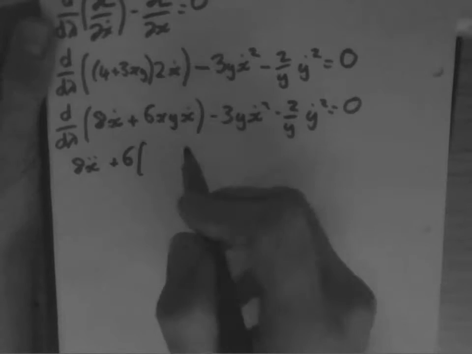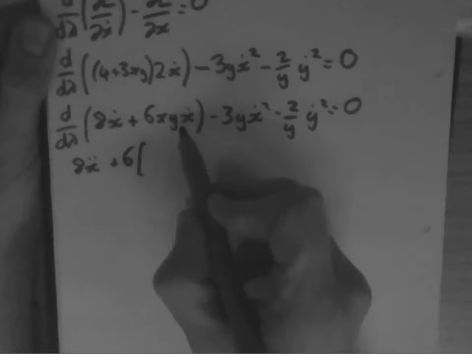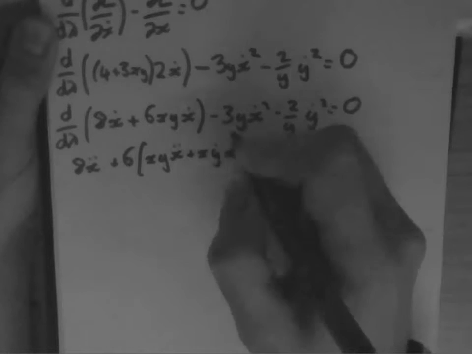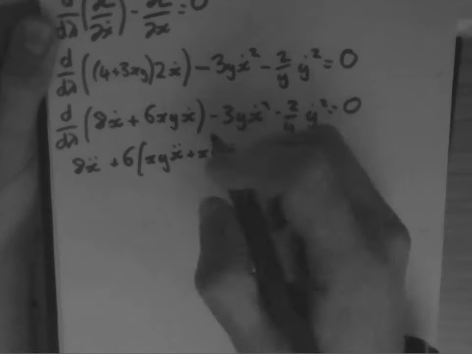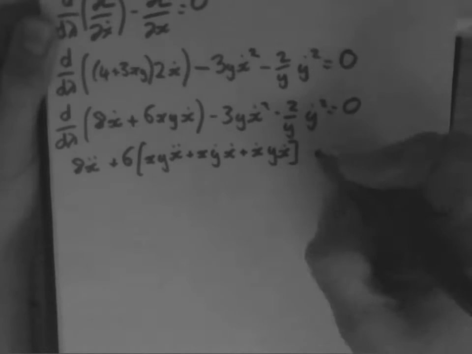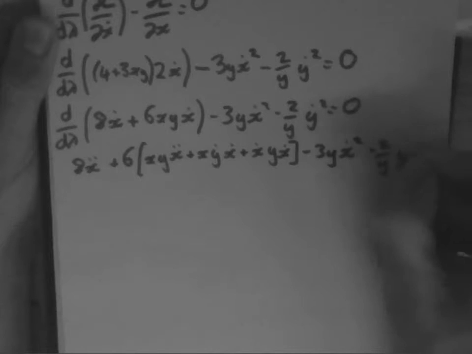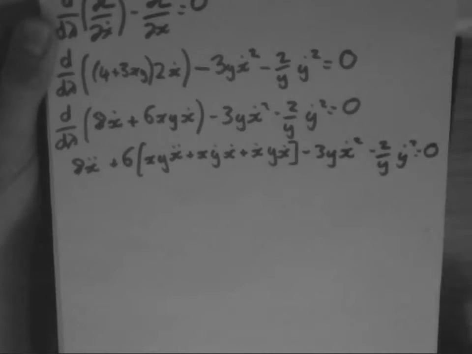So it's going to be 6x times y times the derivative of this one. So we're going to get a term that is x, y, x double dot. Then we're going to have a term that is x, y dot, x dot, differentiating that one. And finally, differentiating this one here, it's going to be x dot, y, x dot. There we go. So that's the whole thing, minus 3y x dot squared minus 2 over y dot squared is equal to 0. Just about all fits on.